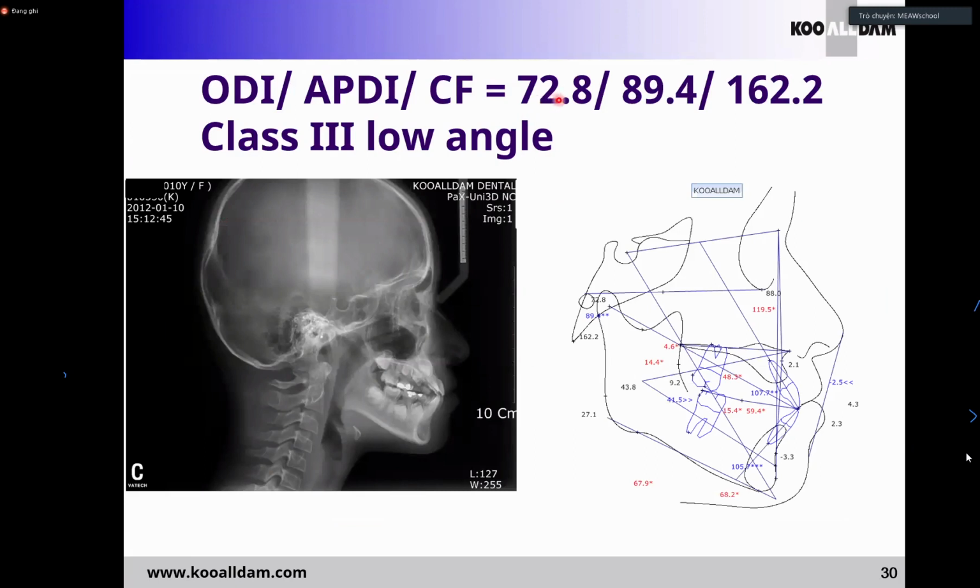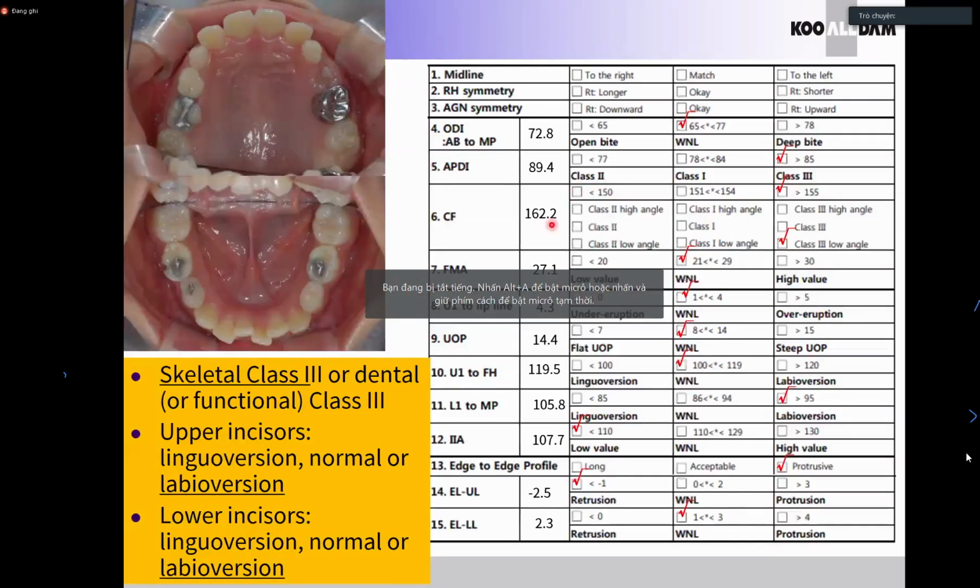ODI 72, APDI 89, class 3 low angle. APDI 89 means skeletal class 3 malocclusion. This patient's combination factor is 162. This means class 3 low angle case.